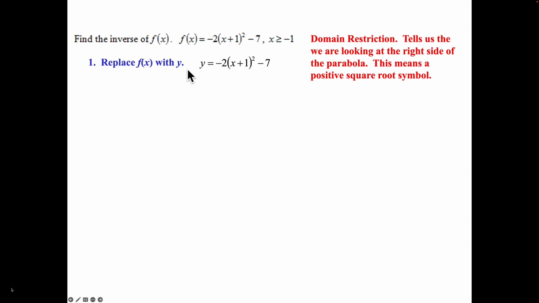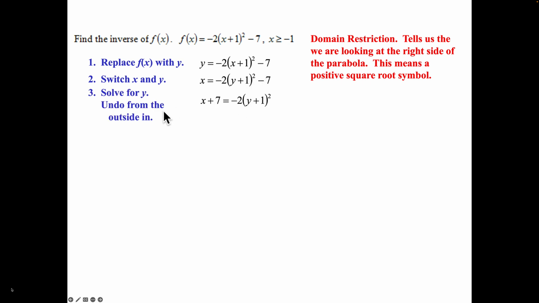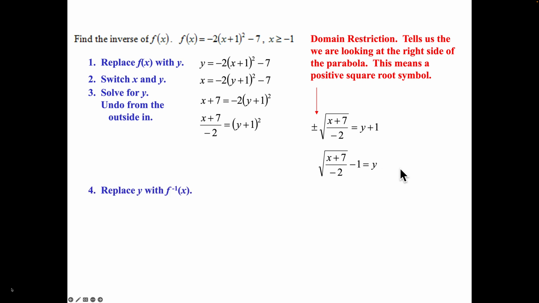So I put in my y for f of x. I switch my x and y, again, the two easiest points you'll ever get. Add over the 7, divide by negative 2, just leave it as a fraction, don't do any work with it. Get rid of the power of 2 by the square root. Aha, here comes your plus or minus. We want it to be positive, so leave this positive, subtract over the 1. There is my inverse function.